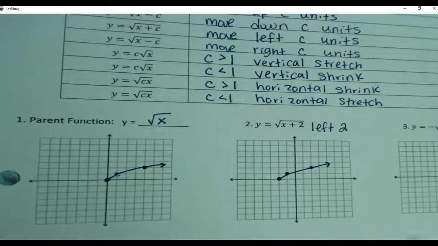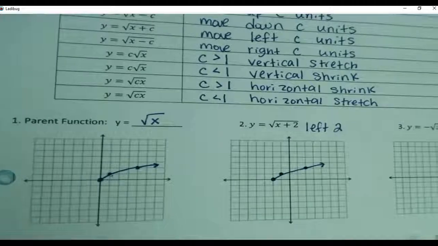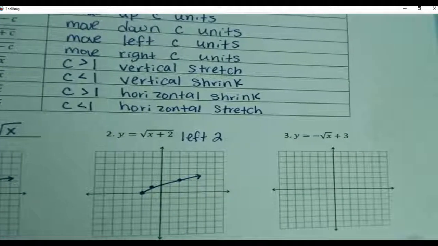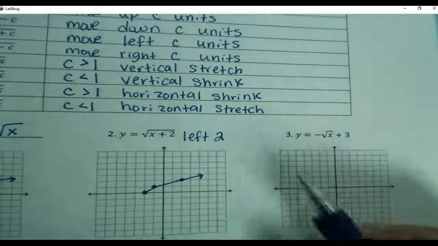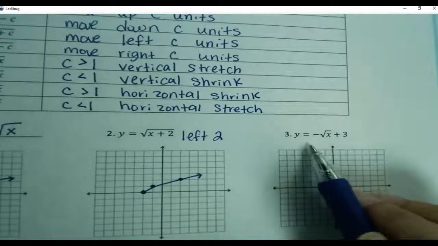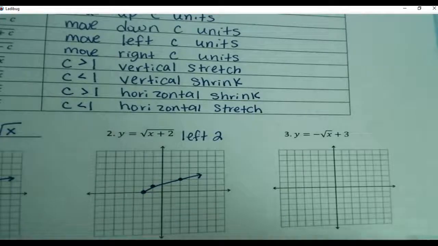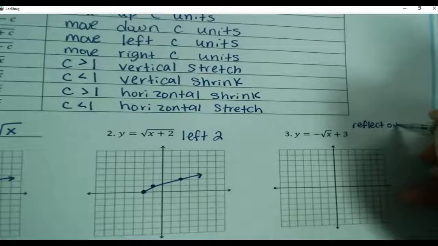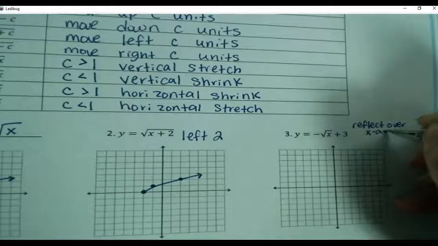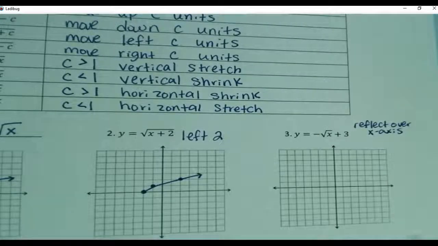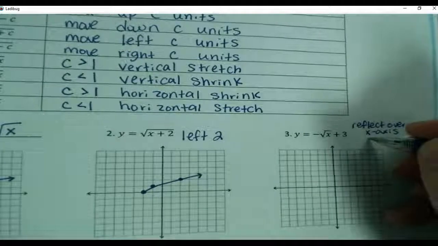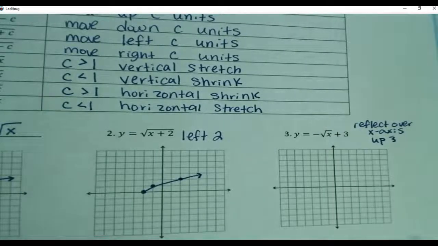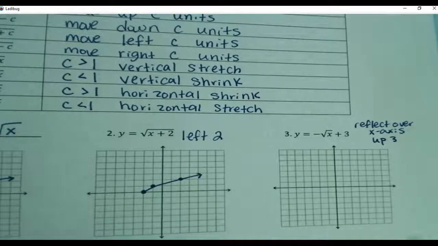Alright, so let's look at our next one. So our next one has 2 things going on. It has a negative out front, and it has a plus 3 on the outside. So what does that negative out front do? Good, so it's going to reflect over the x. And then what does that plus 3 do? It's on the outside. Good. Up 3. Good. So we're going to reflect over the x, and then we're going to go up 3.